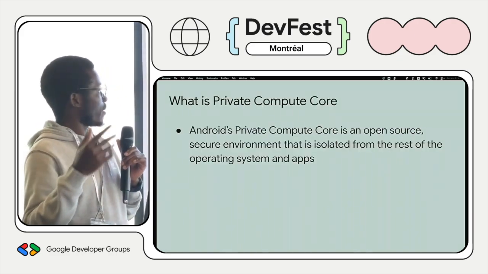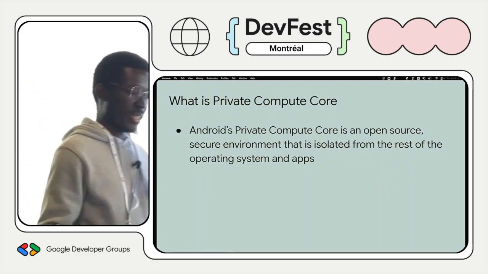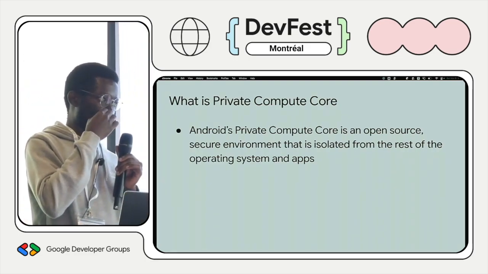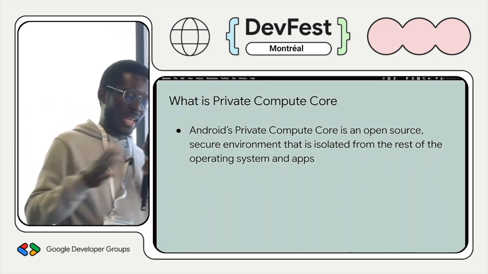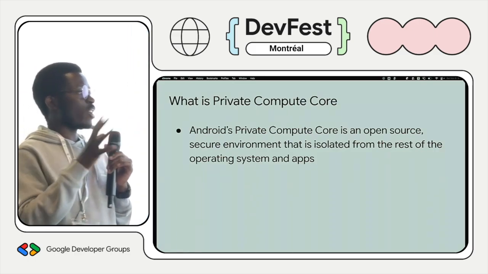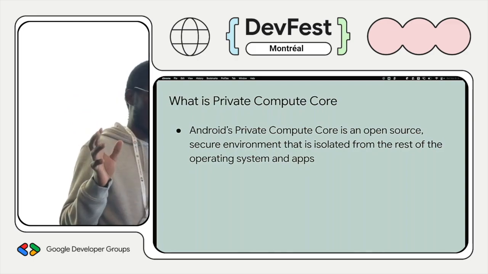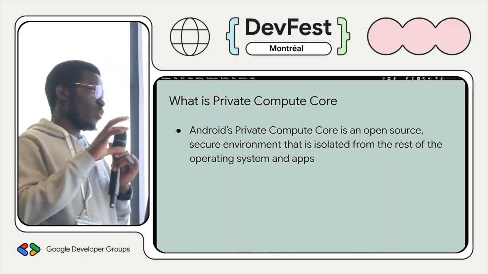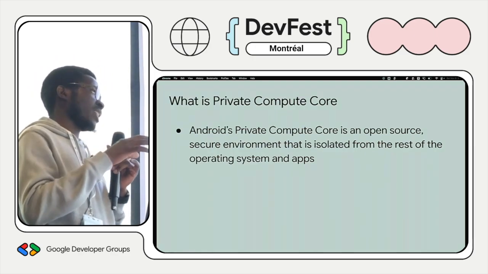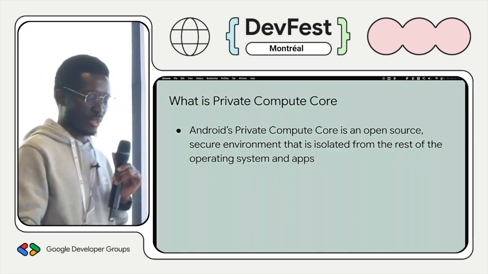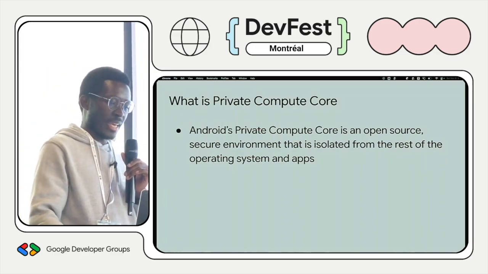So by private compute, what do I mean by that? It's an open source security environment that has been introduced in Android 12, if I'm not mistaken. The idea with this environment is to isolate the AI Core from the rest of the operating system and third-party applications. The idea is to make sure that the data that will be processed online, the other applications will not have access to it, just to make sure that all the data will stay secure.